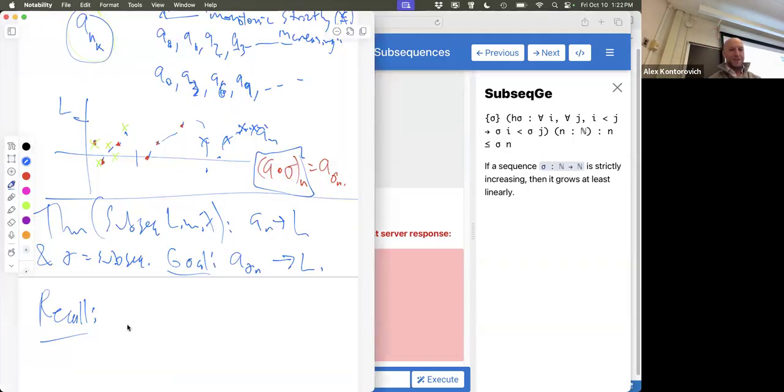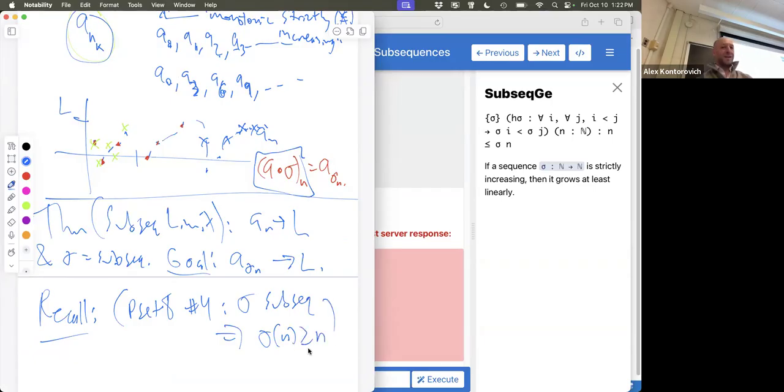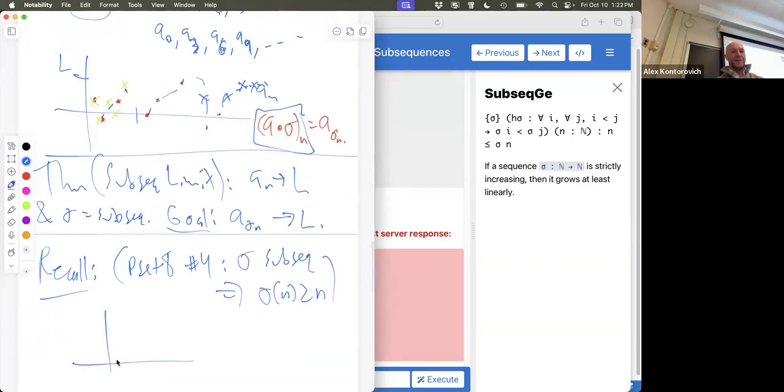So recall, this is problem set 8, number 4. If sigma is a subsequence, then sigma of n is at least n. So whatever the graph of sigma is, it might start at 0, and then it better go to 1, and then it better go to 2. It might jump to 8. It might jump to 27. It might jump to 28. Whatever it is, it has to start jumping. It can't get below the line y equals x.